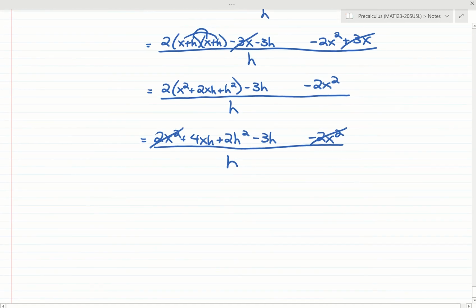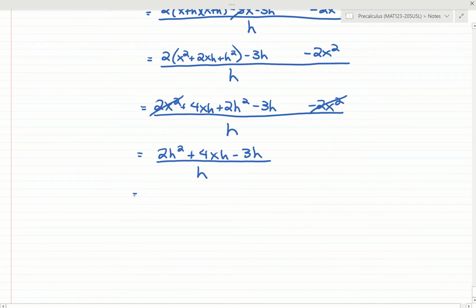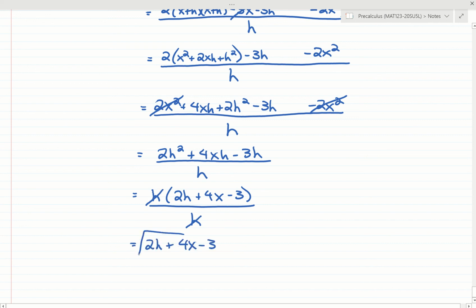Now let's finish it up. So we have 2h squared plus 4xh minus 3h, over h. And we could actually factor out an h. Remember how I mentioned that before? Sometimes we factor to finish up. And these would cancel. So we get 2h plus 4x minus 3. That would be our answer.